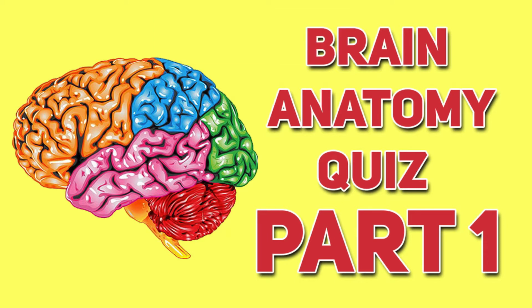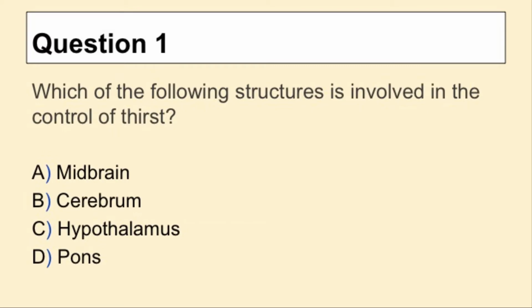There are 25 questions on this quiz. You have 10 seconds to answer each question, and towards the end, we will provide the answers. Let's begin. Question 1. Which of the following structures is involved in the control of thirst?